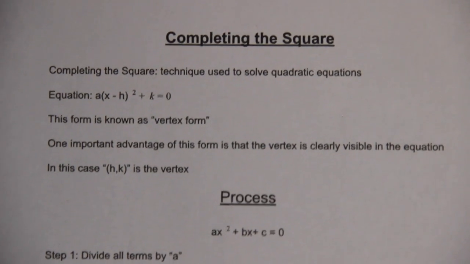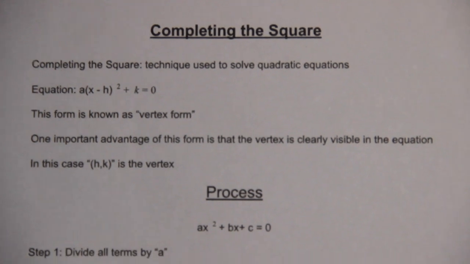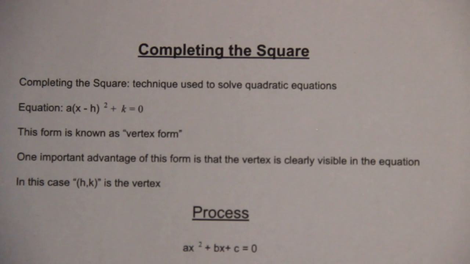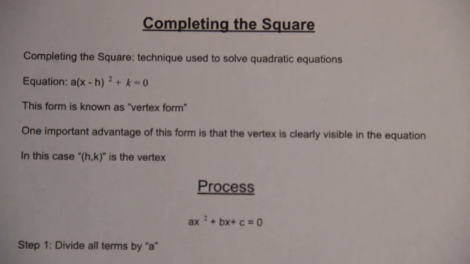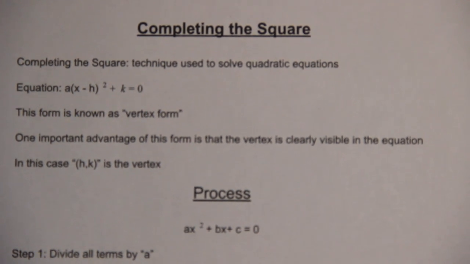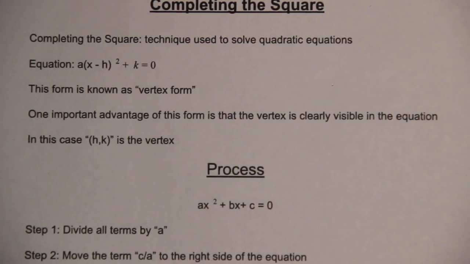Completing the square. Completing the square is a technique used to solve quadratic equations. Equation: a times (x minus h) squared plus k equals 0. This form is known as vertex form. One important advantage of this form is that the vertex is clearly visible in the equation. In this case, (h, k) is the vertex.